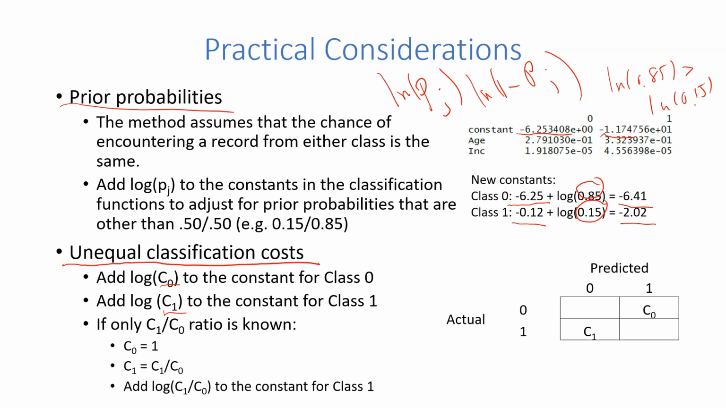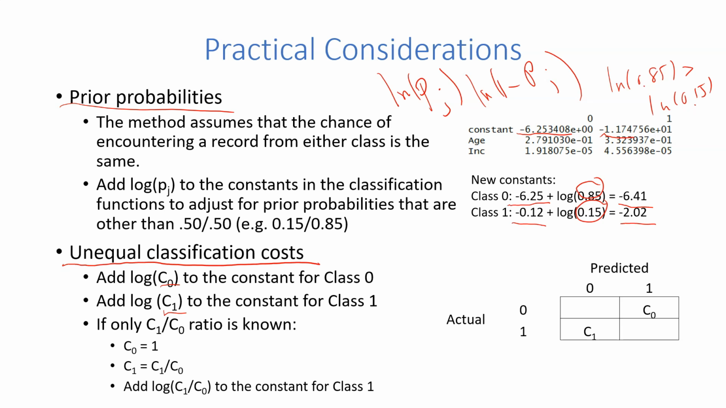For example, if misclassifying a class 1 case as a class 0 case is much more costly, then the classification function will be adjusted to make it more likely to classify cases into class 1, resulting in less misclassification for class 1 cases.